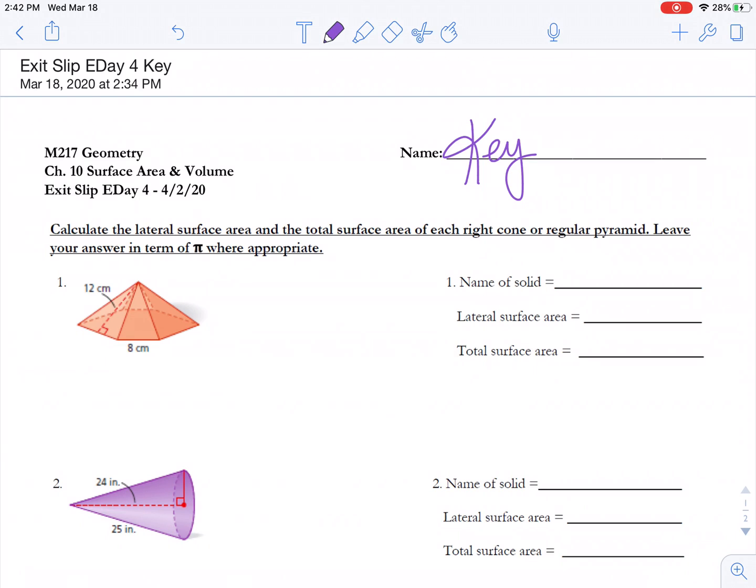Okay, we're back to go over EDay 4 exit slip. Let's take a look at number 1. So we have to calculate the lateral and total surface area of each right cone or regular pyramid.